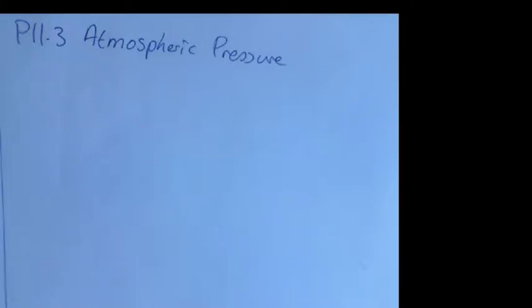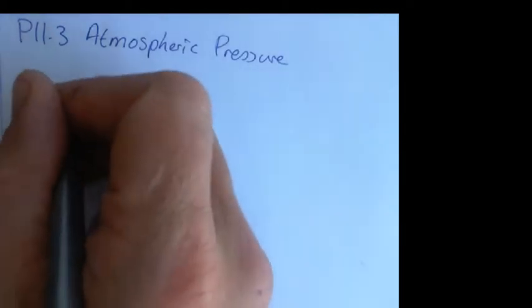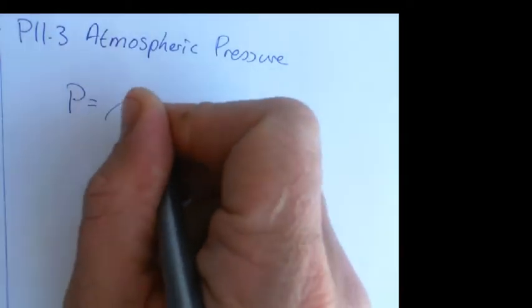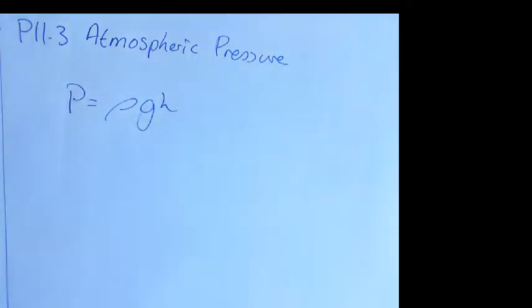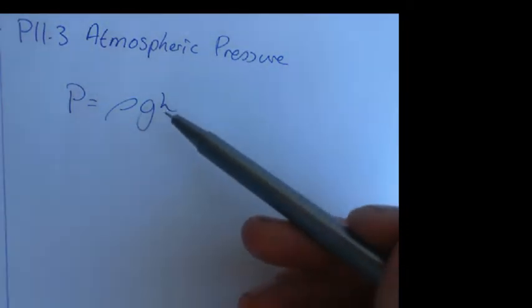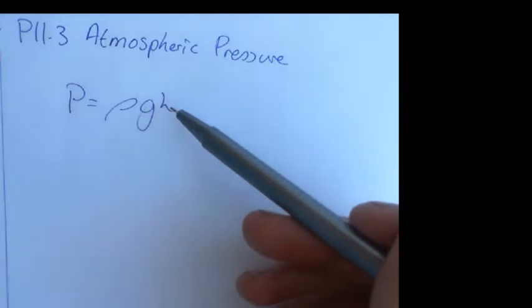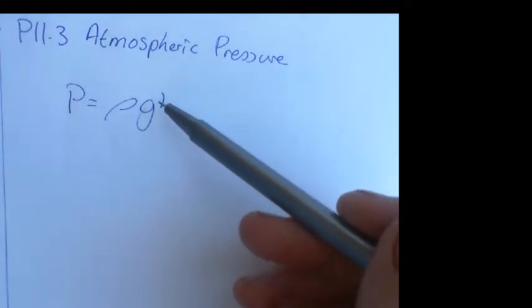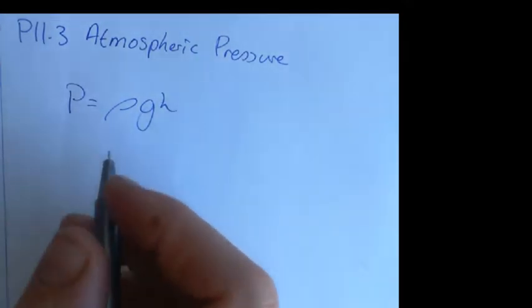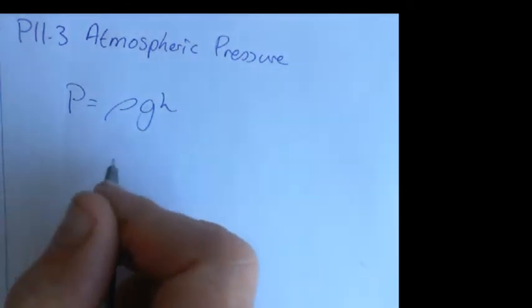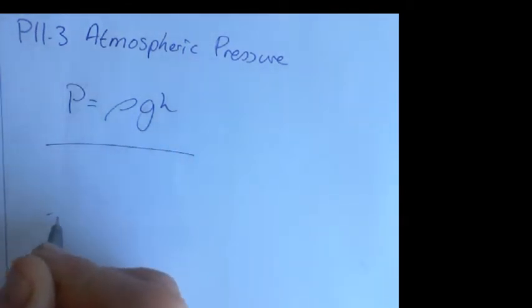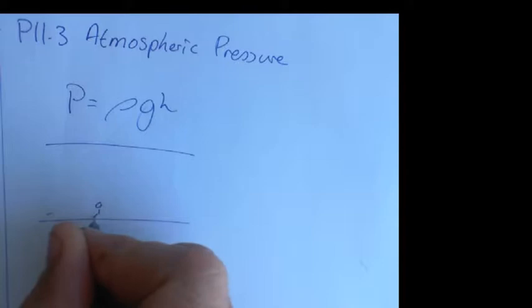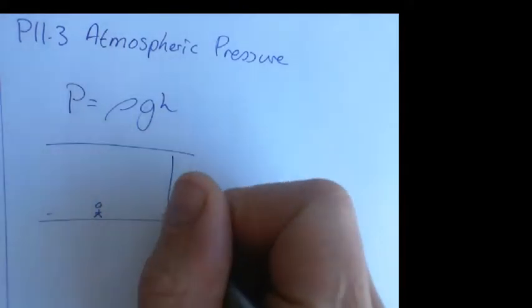Okay, so atmospheric pressure. Very, very similar to the last lesson where you proved that P equals rho g h. So if you imagine that you've got an atmosphere, well, the higher up you go in the atmosphere, the less height you've got of air, of atmosphere above you. So let's draw that like this.